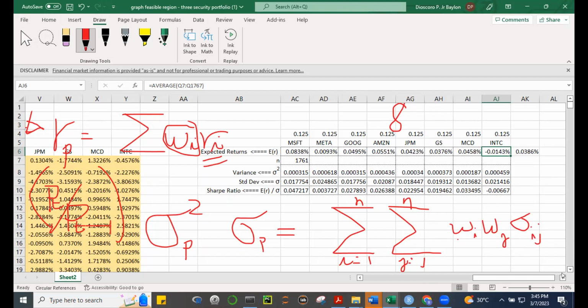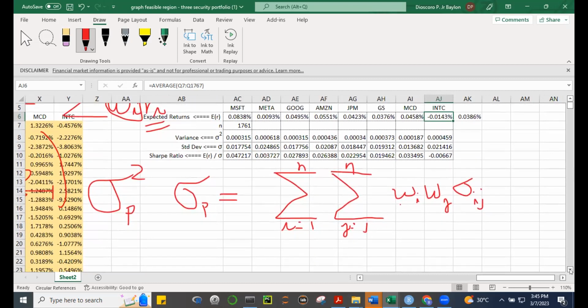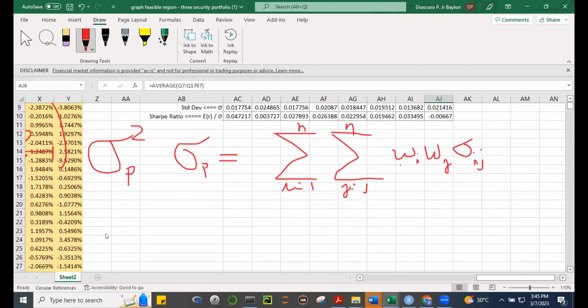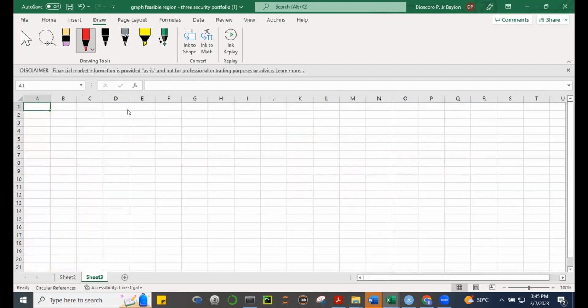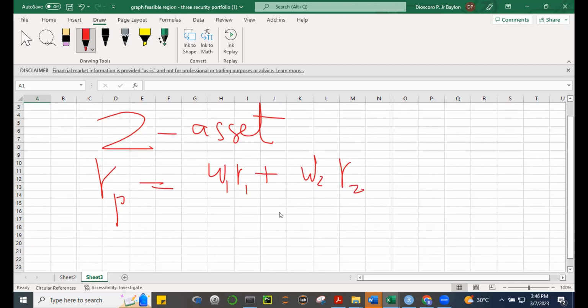If we have a two asset portfolio, this is very easy because the return of the portfolio will be very easy. R sub P will be equal to the weight of asset 1 times the return of asset 1 plus the weight of asset 2 times the return of asset 2. So that will be the formula. Quite an easy way to compute for the return.